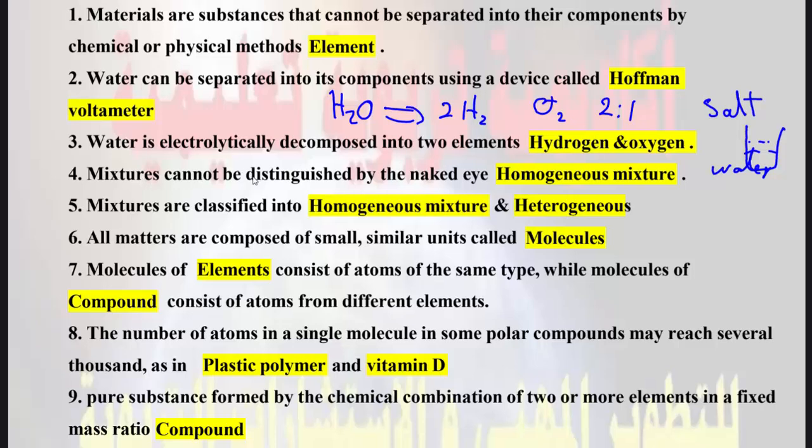Back to number 4: mixtures that can be distinguished by the naked eye we call heterogeneous mixtures, while mixtures are classified into homogeneous mixtures and heterogeneous mixtures.